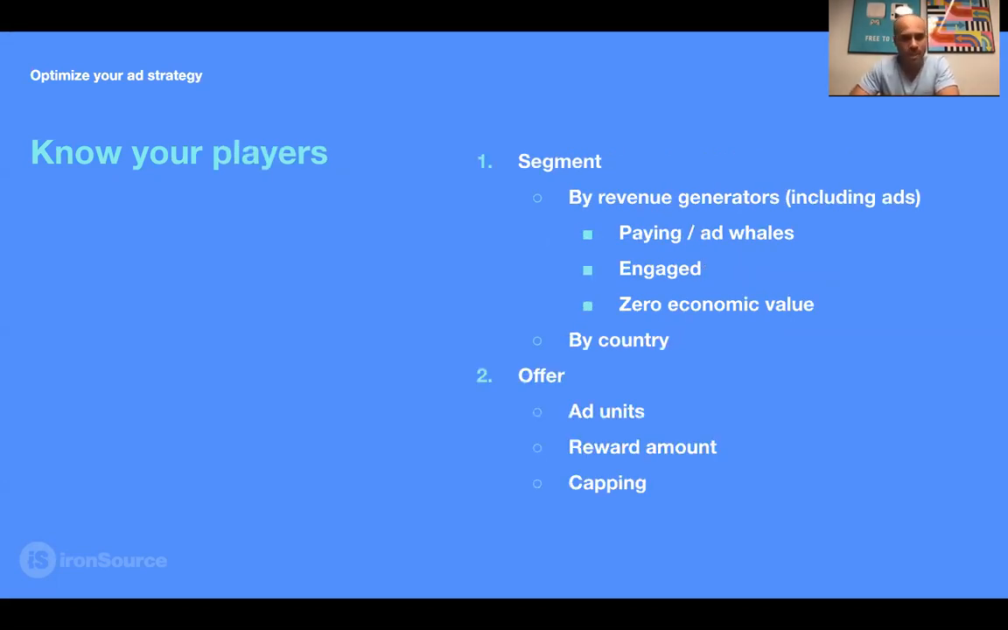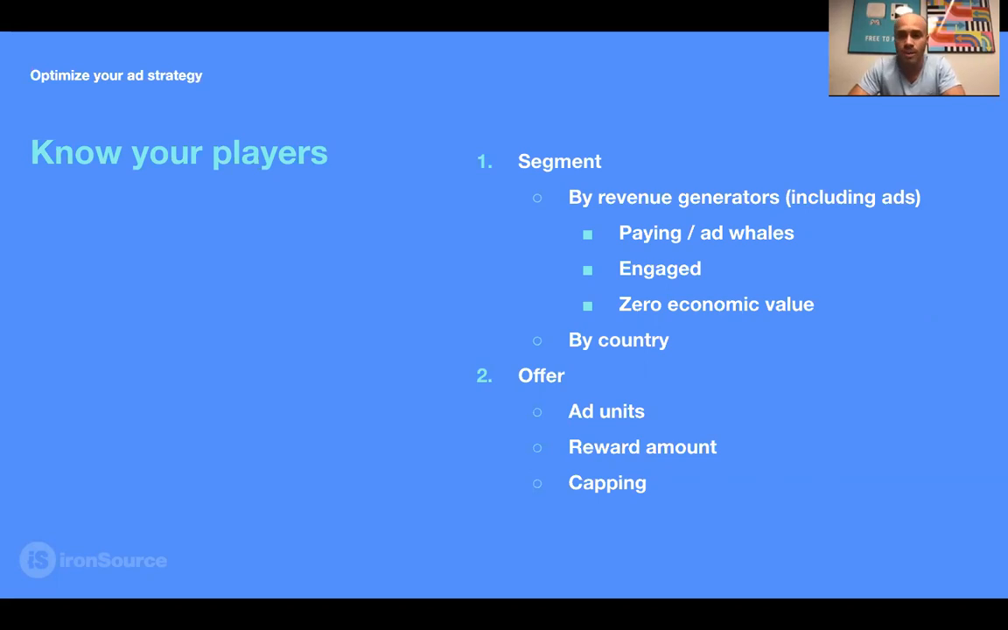Second is know your players. This is where I recommend to look into segmentation. Not all users should have the same ad monetization strategy. You can segment your users by many different categories. It can be by revenue generator, right? Payers shouldn't have the same strategy. Users that engage with rewarded video and offer wall shouldn't have the same strategy. Zero economic value shouldn't have the same strategy.